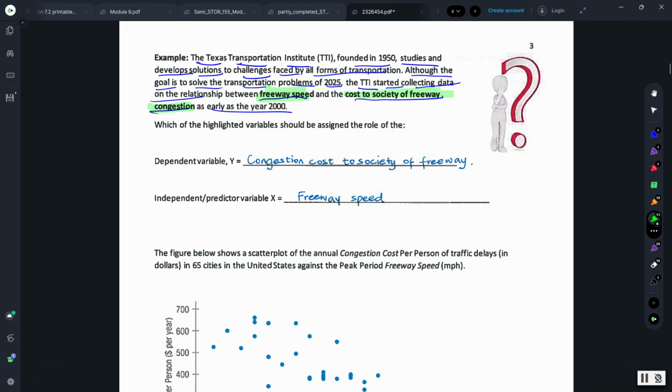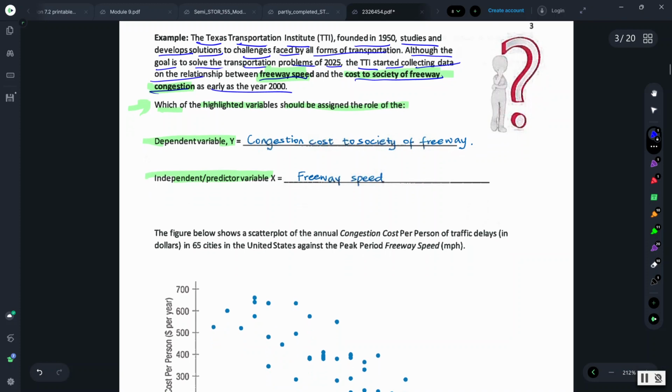So, we look at the question here. Which of the highlighted variables above should be assigned the role of the dependent variable y, and which should be assigned the role of the independent variable x? In other words, which variable should depend on the other? I would argue that being stuck in a car and how much it might cost you, that is, in terms of potential earnings, that would be congestion cost.